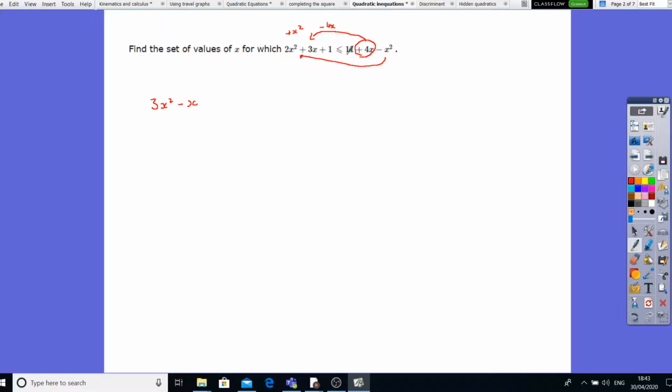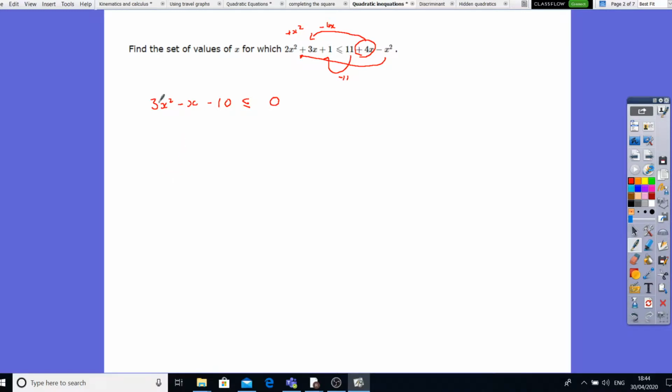Okay, and then the 11 I'm going to take to the other side. So the 11 is going to go to the other side by minusing it, because it's positive here. So 1 minus 11 is going to become minus 10. And the inequality stays the same. And everything on this side has been taken to the left hand side, so the right hand side now is 0.